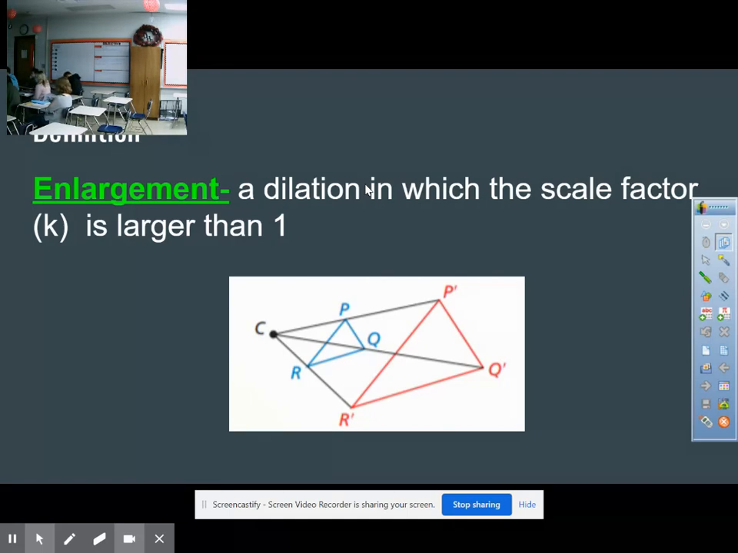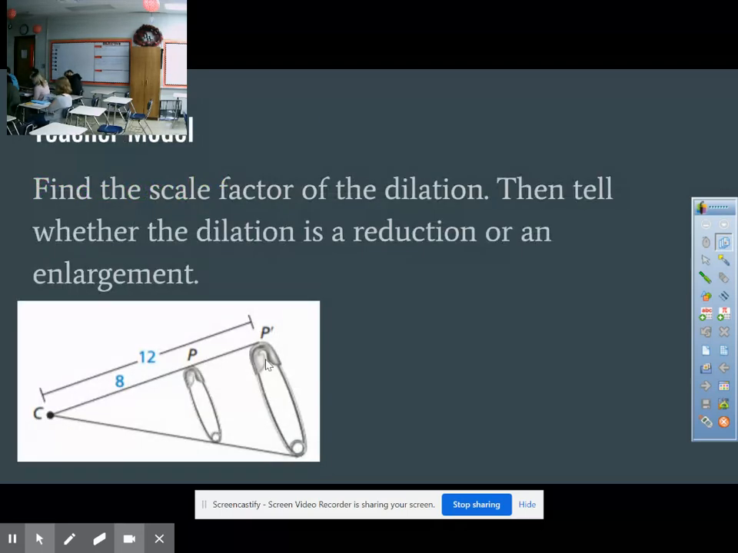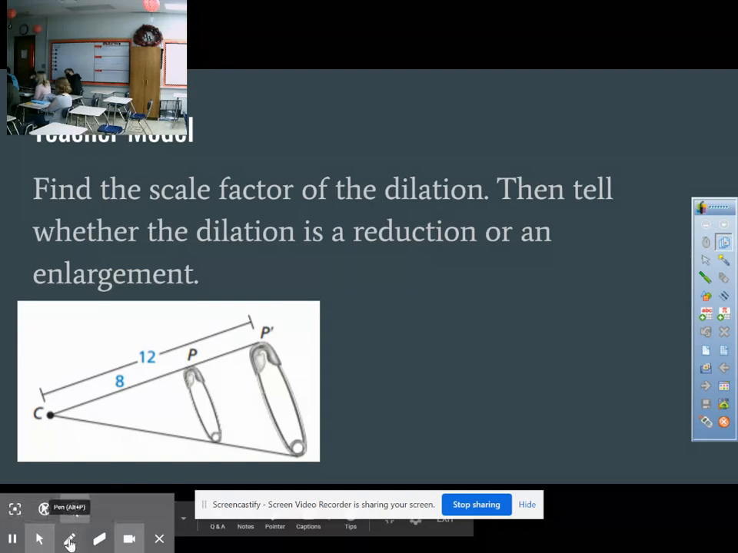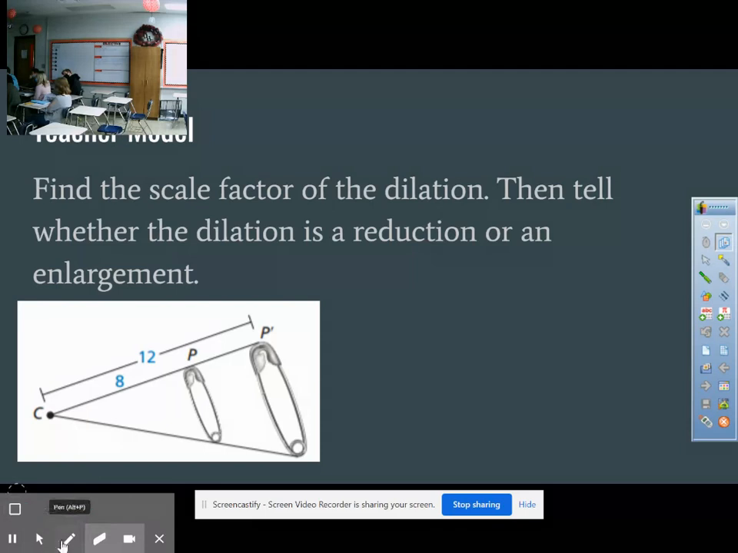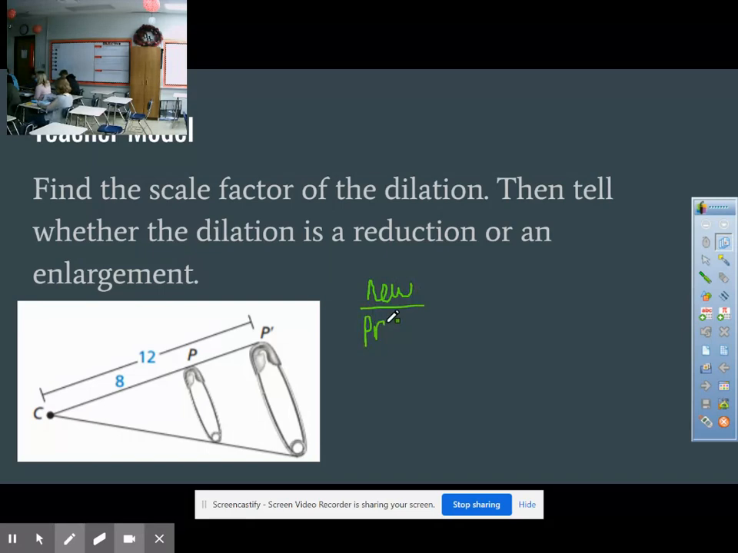All right, so what if we had to find the scale factor? It says find the scale factor of the dilation, then tell whether the dilation is a reduction or an enlargement. How you do the scale factor is you take the size of the new image divided by the size of the pre-image.